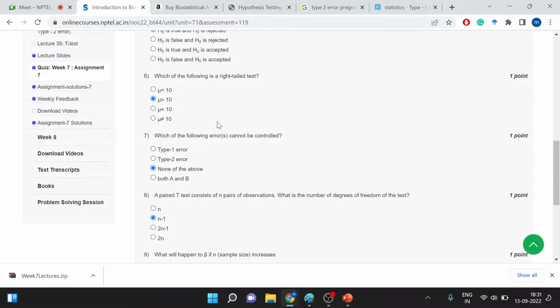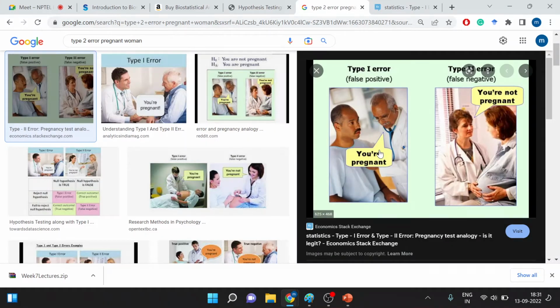So we have type 1 and type 2 errors. So this is your type 1 and type 2 error. Which of these cannot be controlled, or can either of them be controlled? Anyone? Type 2 cannot be controlled by the researcher or the statistician. Yes, type 2 is not controllable. Yes, type 2 cannot be controlled.